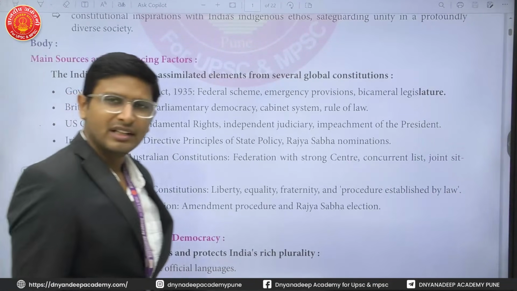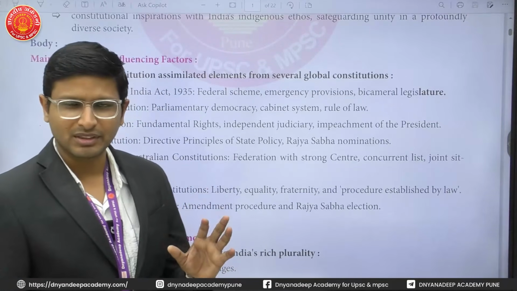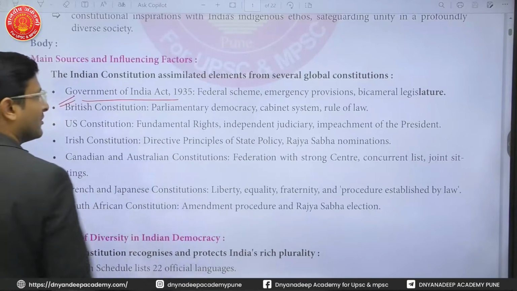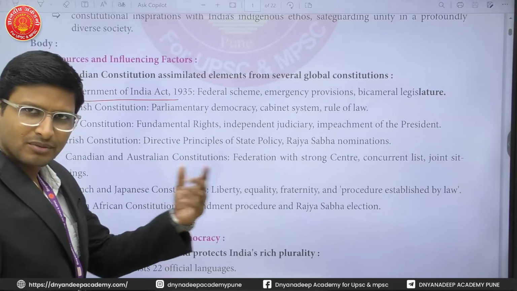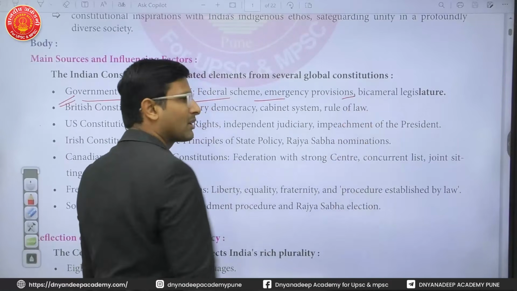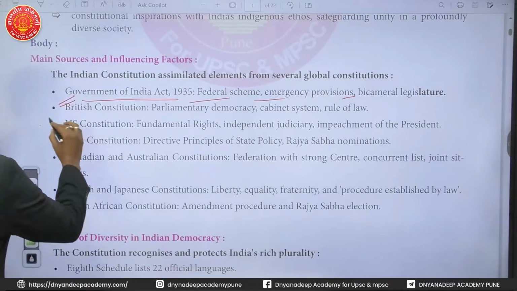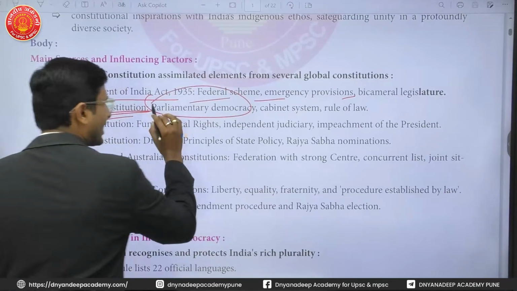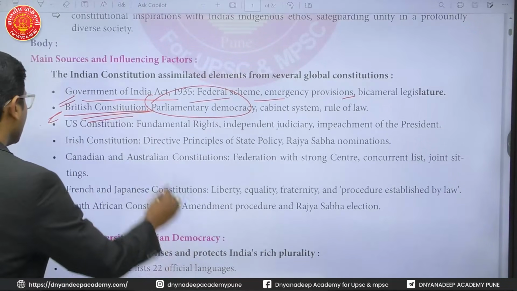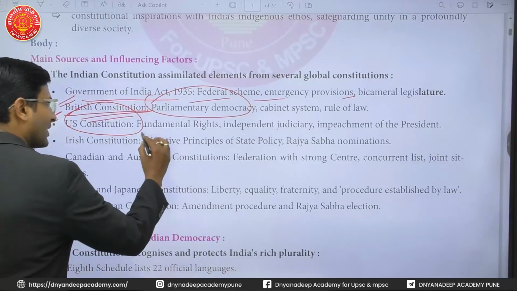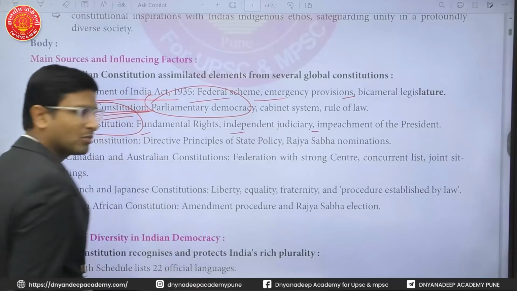In the features of the Indian Constitution chapter, you already know these sources. Which are the sources? Government of India Act. This influenced the Indian Constitution with several things like the federal scheme, emergency provisions, bicameral legislation. Then the second factor is the British Constitution. It has a huge impact on the Indian Constitution, particularly with respect to parliamentary democracy and the cabinet system. Then the US Constitution also affected the Indian Constitution, like fundamental rights, independent judiciary and impeachment of the president.